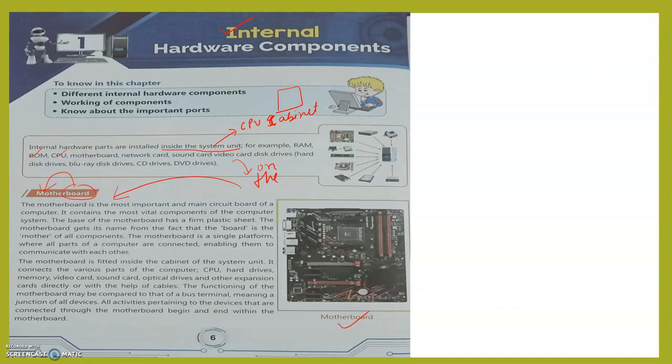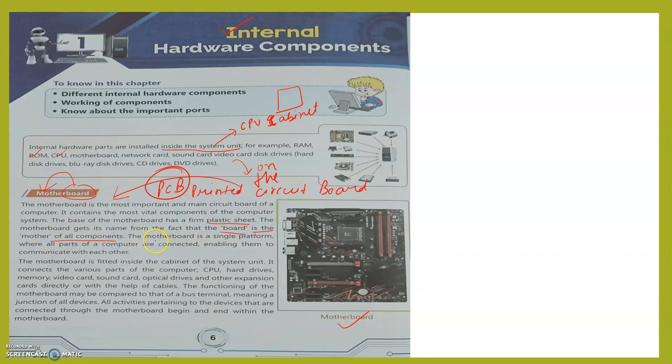So the motherboard is the most important and main circuit board of your computer system. It is also known as PCB, printed circuit board. Clear? Okay. So the base of the motherboard has a film plastic sheet. A plastic sheet there is. The motherboard gets its name from the fact that the board is the mother of all the components.